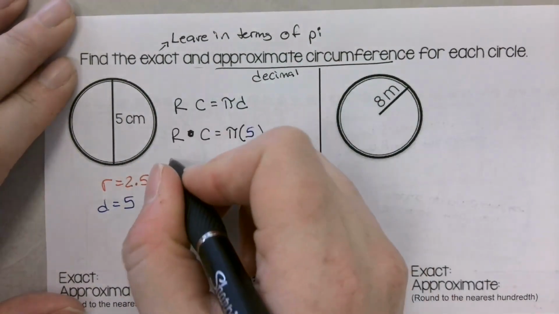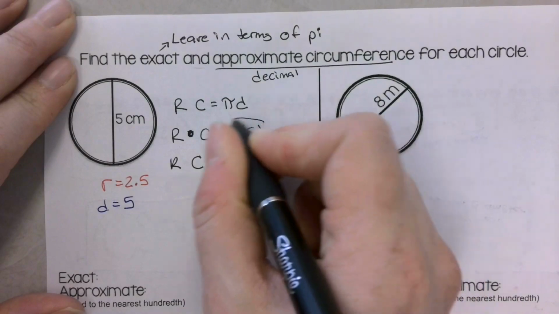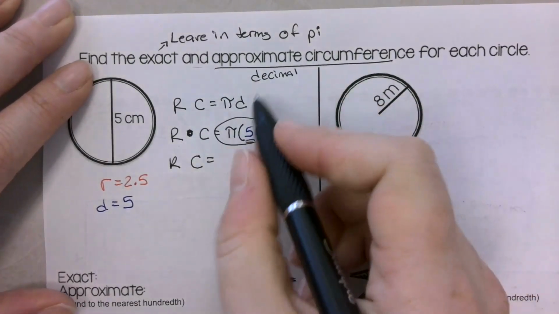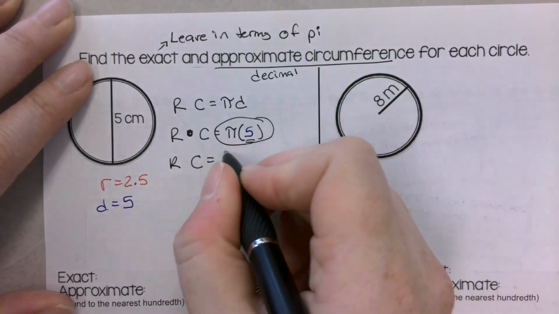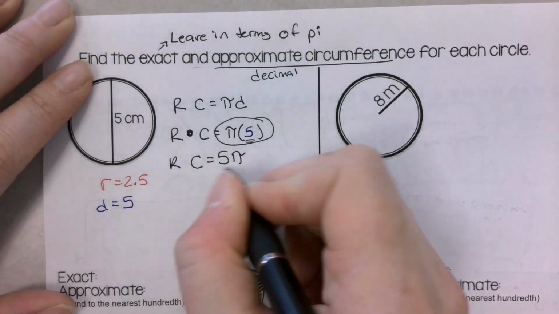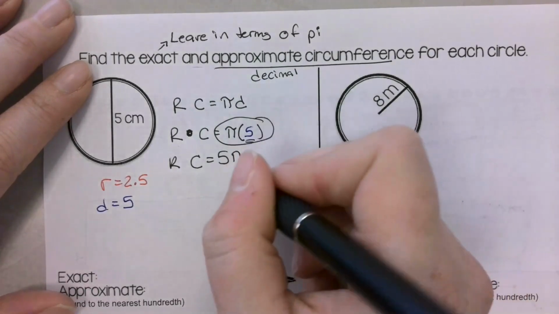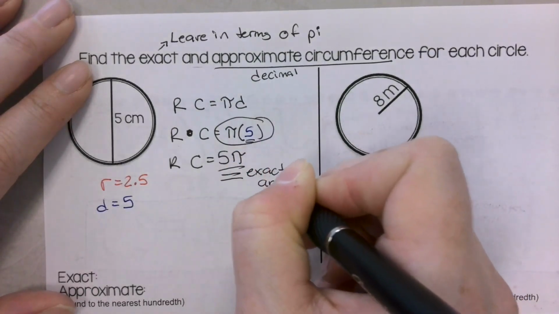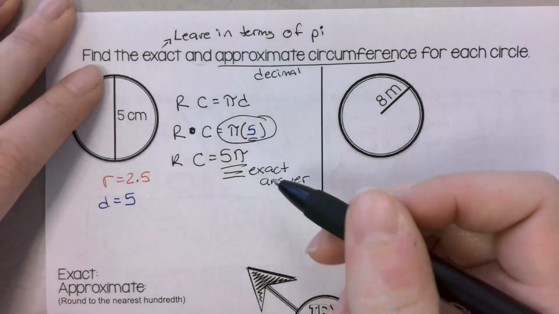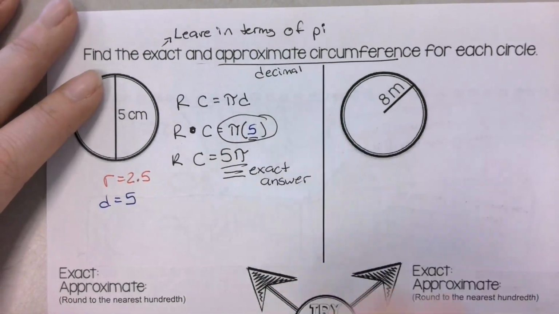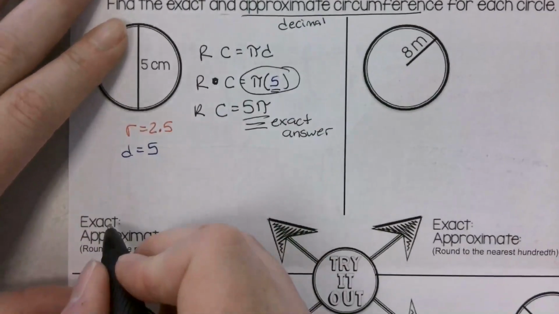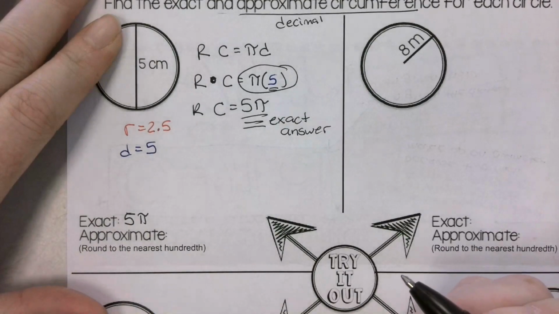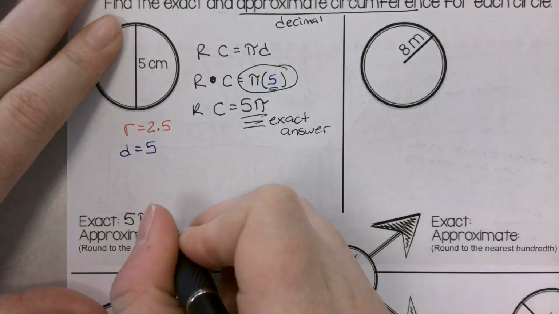Then when we recalculate, the proper way to write these two numbers being multiplied is to bring 5 forward like a coefficient and treat pi like a variable. So we end up with the circumference equals 5 pi. This is the exact answer. That's because pi is an infinite number, and 5 times pi will result in an infinite number as well. So for our exact answer, we're going to put 5 pi, and because it's just a perimeter, our units will be centimeters.